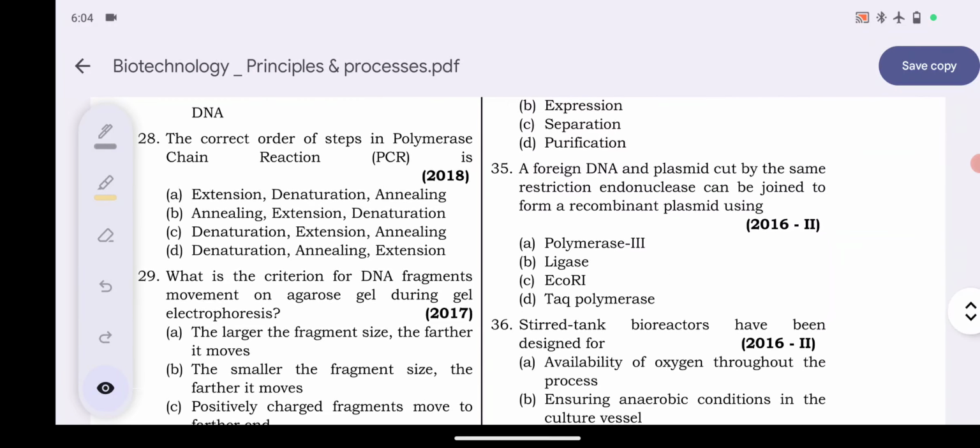Question number 28. The correct order of step in polymerase chain reaction is. Correct order. First step क्या होता है? Now first step is the denaturation, second step annealing, and third step extension. So option number D is your answer. Explanation. Denaturation of double-stranded DNA is followed by the annealing of short oligonucleotide chains known as primers, and finally the DNA polymerase extends or elongates the newly created strand, amplifying the amount of DNA. So option D is your answer.